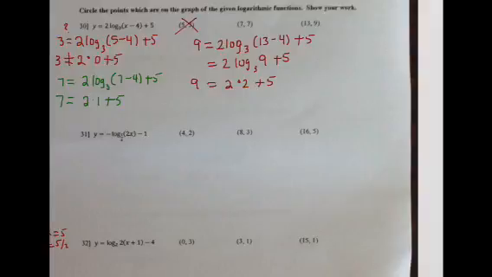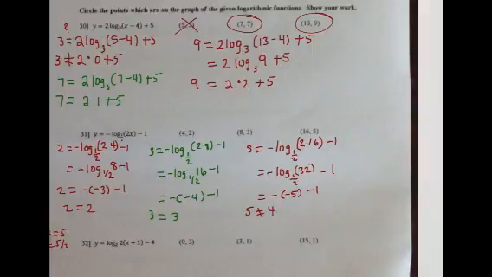The next one, the 7, 7. Here's 7. Here's 7. So 7 minus 4 is 3. Log base 3 of 3 is 1. 2 times 1 is 2, plus 5 is 7. So this one works. So this one we circle. This one's good. And then 13, 9. Here's the 13. Here's the 9. This becomes 9. So log base 3 of 9 is 2. 2 times 2 is 4. 4 plus 5 is 9. So 9 equals 9. So that one works.